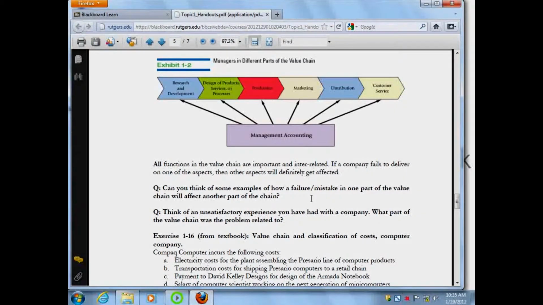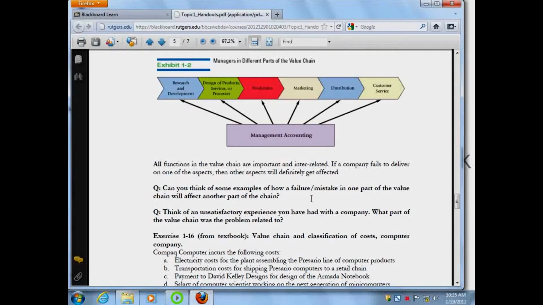Marketing, also we're familiar with. It's the process of getting customers to know about your product and getting them interested in buying your product. Distribution is where you actually physically get the product from the place where it's made to a place where customers are able to access it.